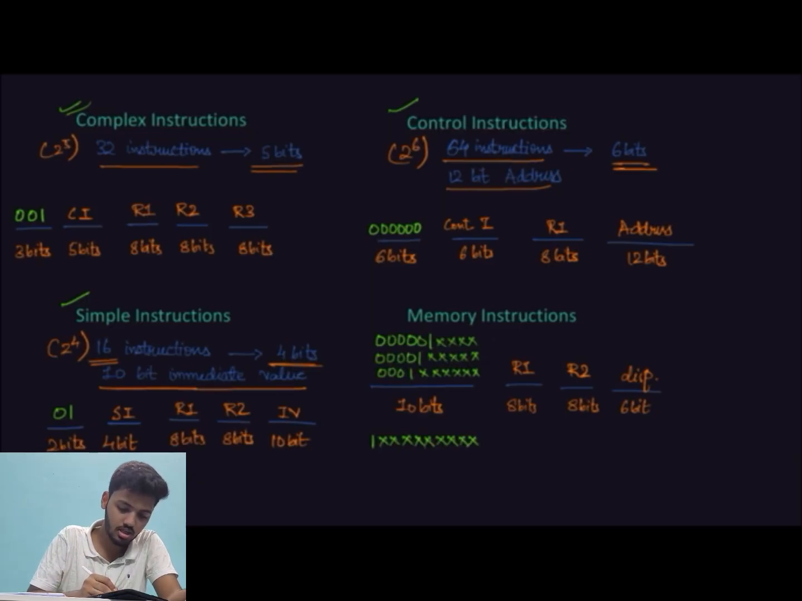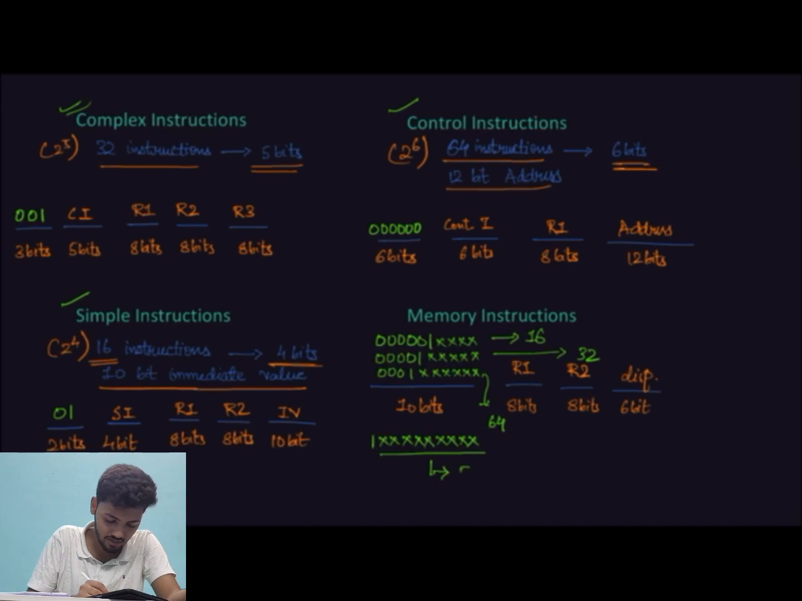So in this case, the 4 bits left will take 16 unique values. Here 5 bits left will take 32 unique values. Here the 6 bits left will take 64 unique values, and here the 9 bits left will take 512 values. So in total, the maximum memory instructions which could be encoded in this scheme will be 512 plus 64 plus 32 plus 16, which comes out to be 624.